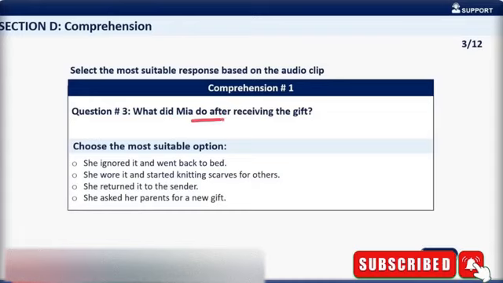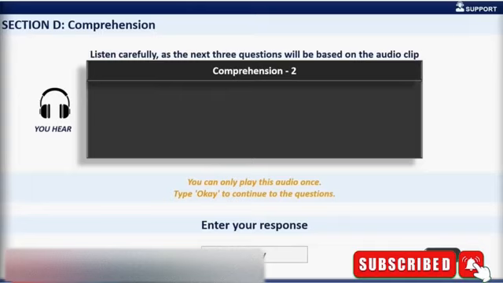What did Mia do after receiving the gift? The options are she ignored it and went back to bed. She wore it and started knitting scarves for others. She returned it to the sender. She asked her parents for a new gift. So the correct answer for this question is she wore it and started knitting scarves for others. Okay, now let's listen to this next set of audio and then we will attempt those 3 questions.